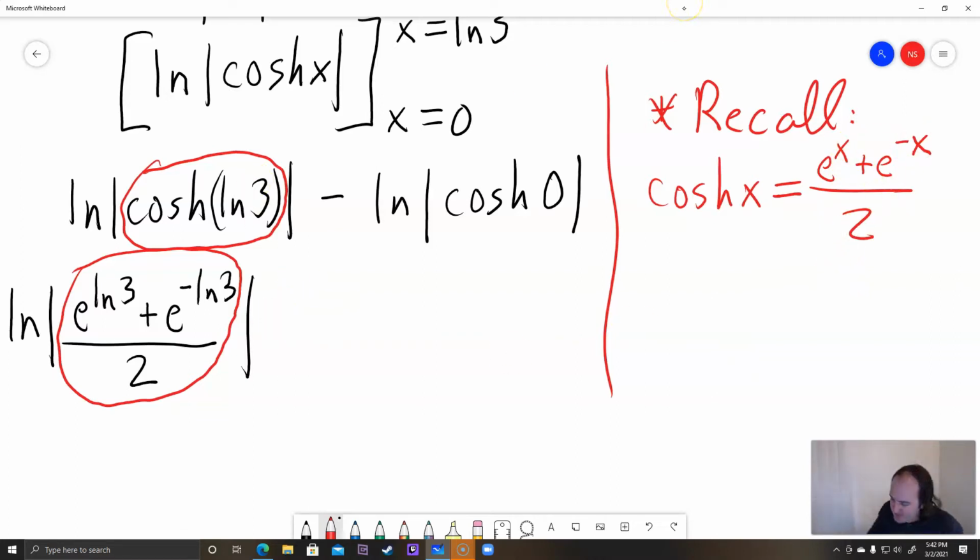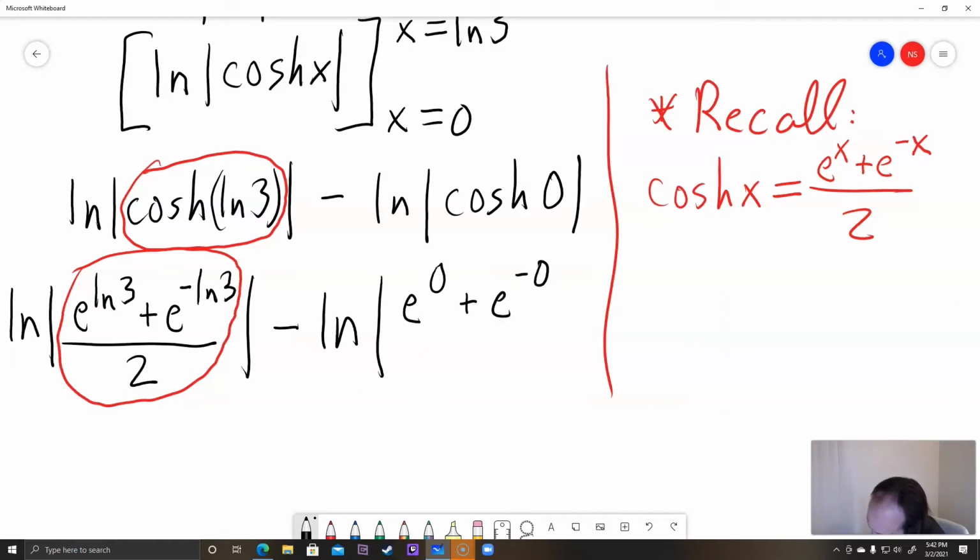Okay, and then we have minus ln of cosh of 0. Okay, so that's minus ln. Well, what's cosh of 0 going to be? Well, here our x is actually going to be 0. So using the same formula, we're going to get e to the 0 plus e to the negative 0 all over 2. Okay? And don't forget, we still have an ln of an absolute value around each of these.